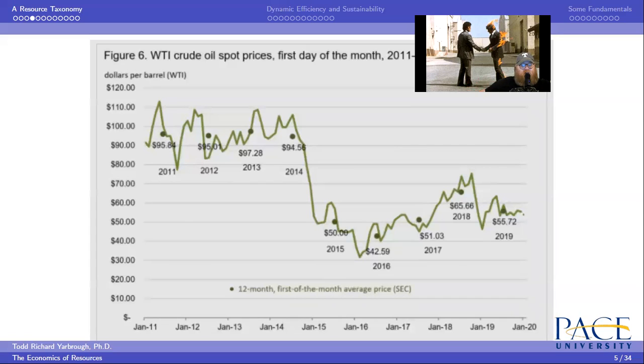So this is just a graph which shows the historical oil price for WTI crude. Again, you can see that there are all these small cyclical changes that occur. This is 2011 through 2020. And you'll also notice there are these big dives around 2014, 2015.